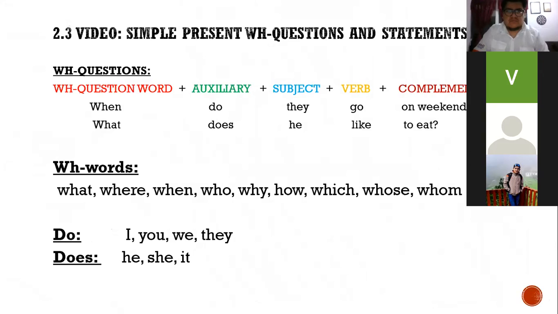Teacher, I have a question, please. What is the difference between what and which?